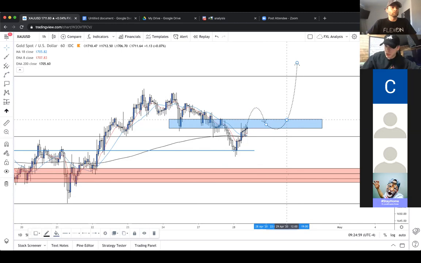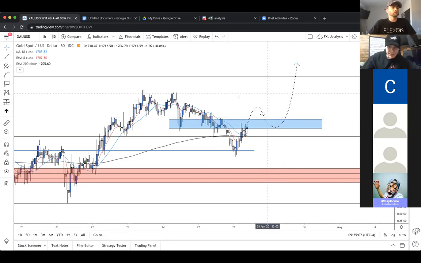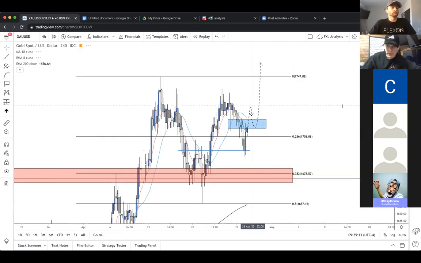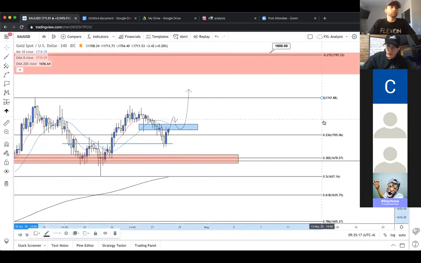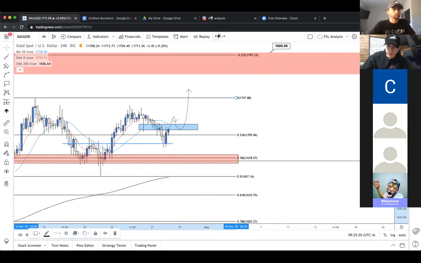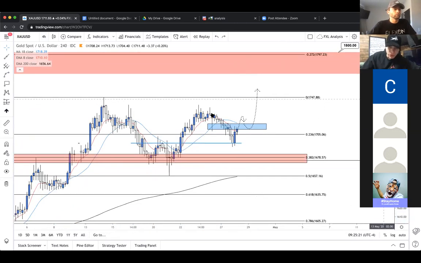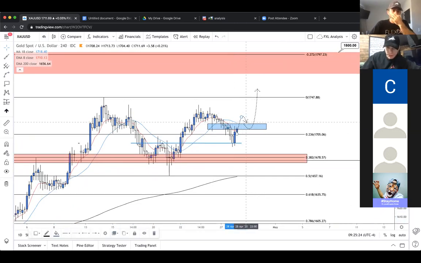So we're still targeting that 1800 handle. We're just on a lower time frame right now, trying to get the best execution possible. And this is basically what it's going to look like. We want to see this break, retest, followed by bullish confirmations, and we're going to target much higher towards 1800. So this is actually looking pretty good. We've been killing it on gold lately. It just keeps rallying and forming pretty good structure on these lower time frames.